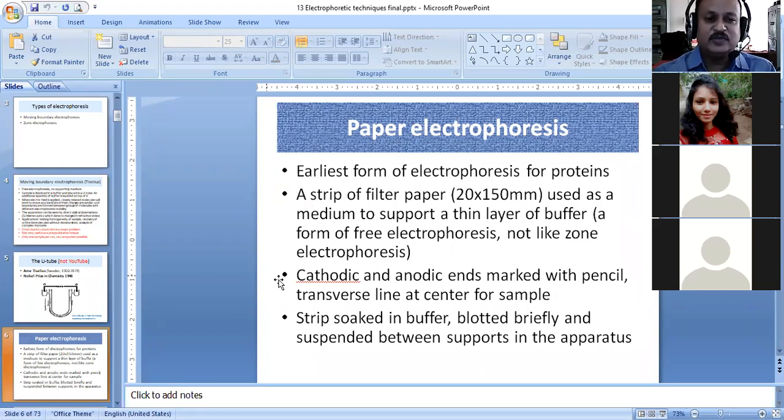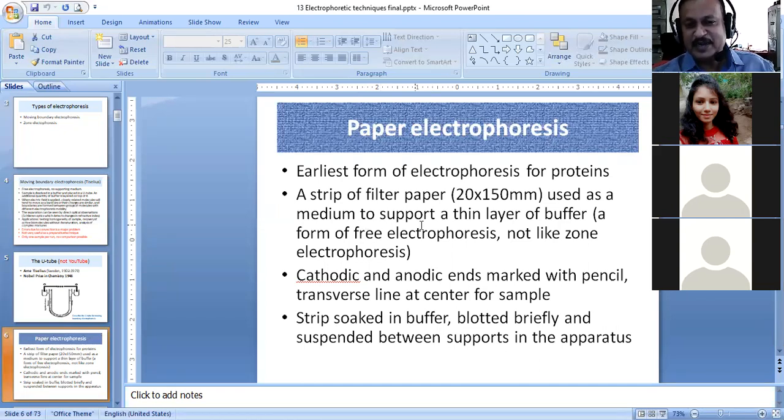So what we do is we take a strip of filter paper, and this filter paper serves as the support medium. On this support medium, the separation of sample components will take place.